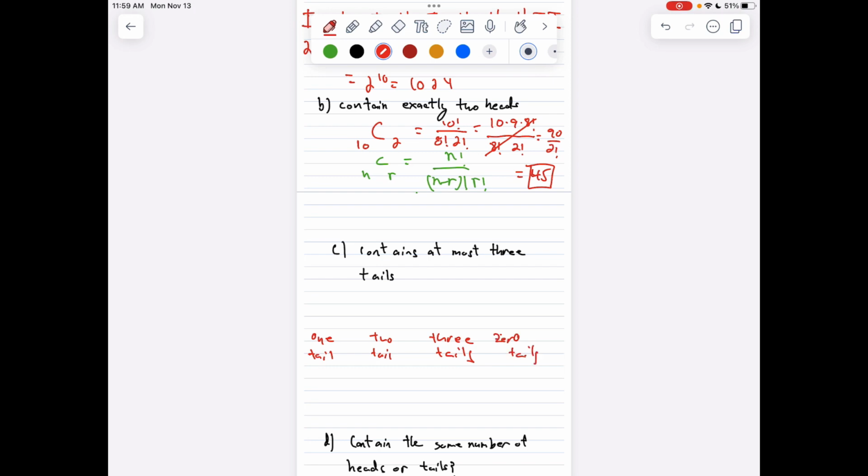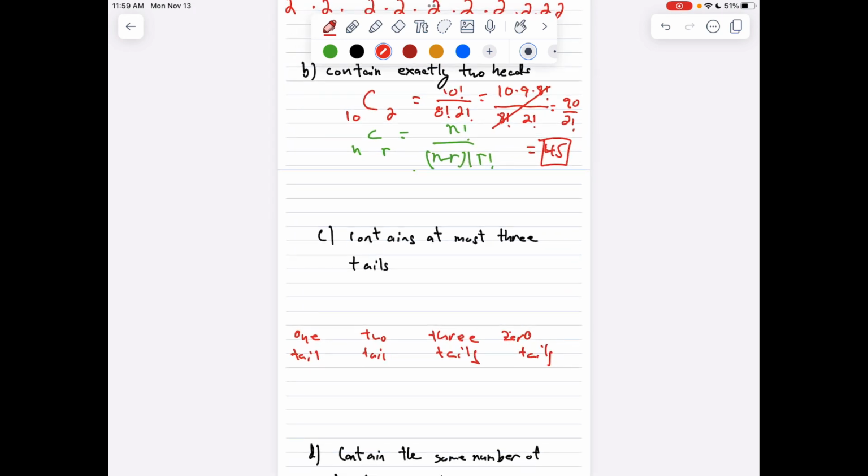Okay. All right, so let's go ahead and calculate these out. Same idea as in part B in terms of figuring out where you have 1 tail, 2 tails, 3 tails.